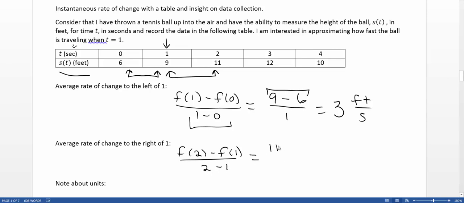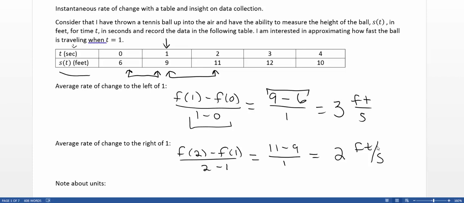So that's going to be 11 minus 9 divided by 1. And that's going to give me 2 feet per second. So my average rate of change to the right is 2 feet per second. Now, because I have a table, I can't make this information any better.